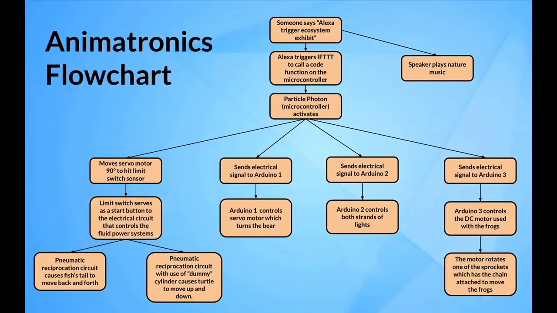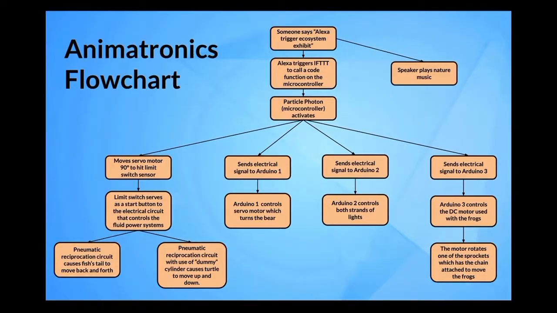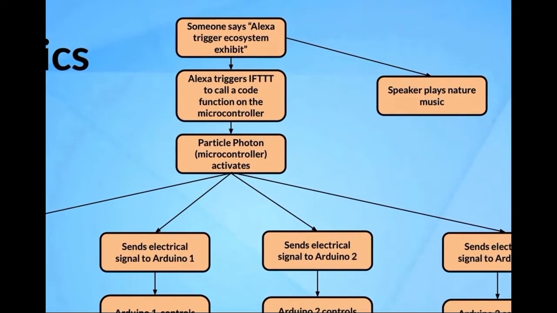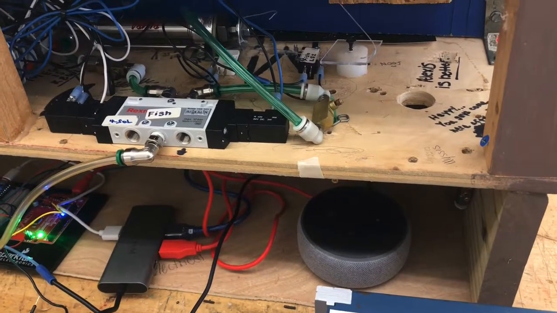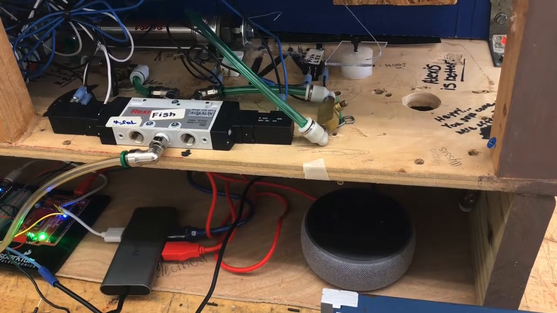This is a flowchart of how our project works. To start, the user says, "Alexa, trigger ecosystem exhibit." We programmed Alexa so that when this specific phrase is said, it performs two main actions. First, it begins playing nature sounds through the speaker.